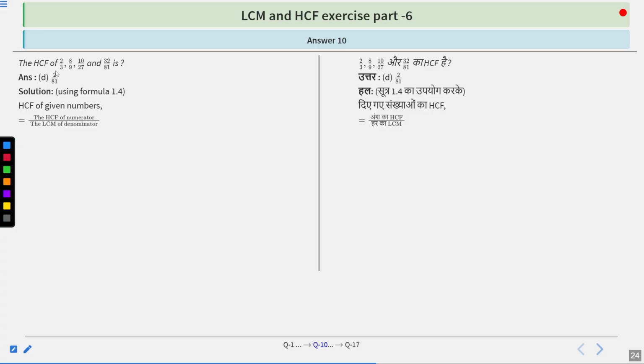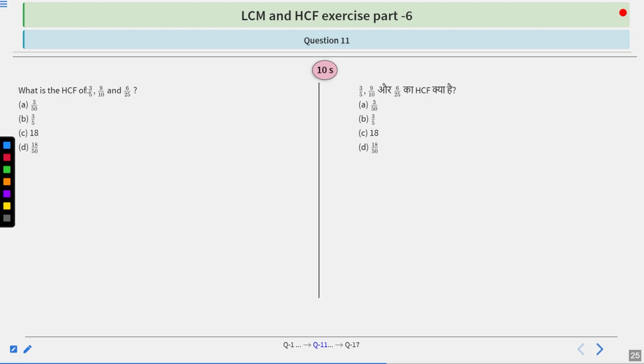Now, HCF of given numbers that are 2 upon 3, 8 upon 9, 10 upon 27, 32 upon 81. These are fractions. So HCF of fractions is equal to HCF of numerator upon LCM of denominator. That is formula 1.4. So when we talk about the HCF of numerator, HCF of 2, 8, 10 and 32 is 2. Whereas the LCM of 3, 9, 27 and 81 is 81. So 2 upon 81 is the required answer. Option number D is correct.